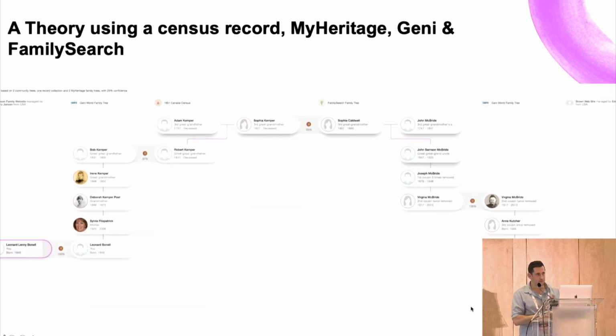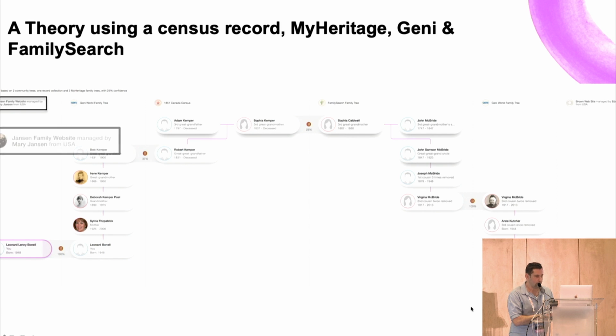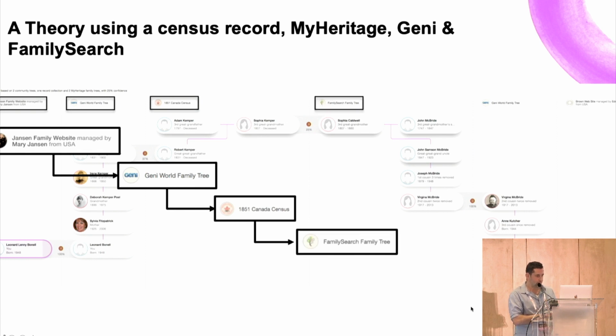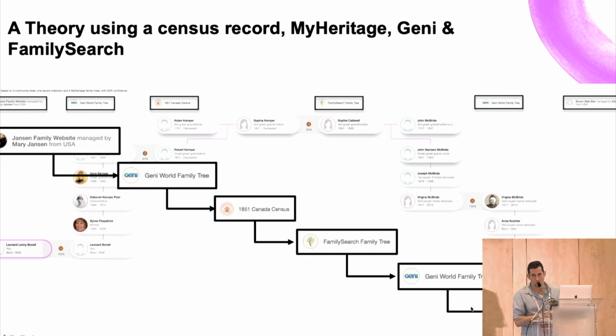I'll finish with one of the most beautiful theories we have. This is a theory that leverages every possible type of information that you can imagine on MyHeritage. And I'll zoom in because it's very zoomed out at the moment. In this case, we are starting with a family tree on MyHeritage, and we're making a jump to Genie. And from Genie, we made a jump into a Canadian census. From there, we jumped to FamilySearch, back to Genie, and eventually ended up on a family tree on MyHeritage. So this is so cool.